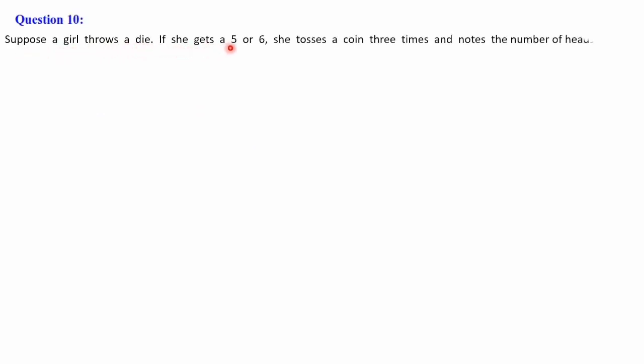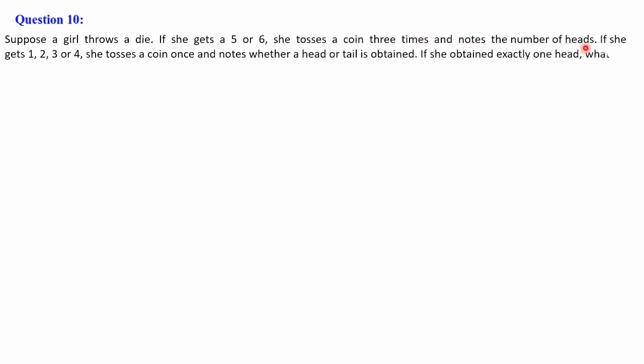Next we shall discuss question number 10. Suppose a girl throws a die. If she gets a 5 or 6, she tosses a coin 3 times and notes the number of heads. If she gets a 1, 2, 3 or 4, she tosses a coin once and notes whether a head or tail is obtained. If she obtained exactly 1 head, what is the probability that she threw 1, 2, 3 or 4 with the die? So there is a little bit of complication when you go through the question the first time. So you must read it 2 or 3 times to make the concept clear.